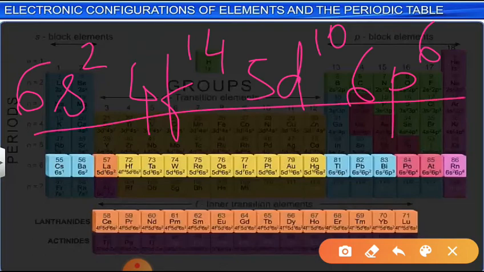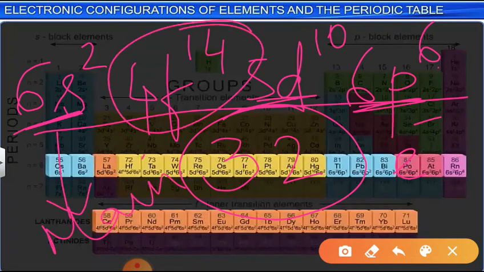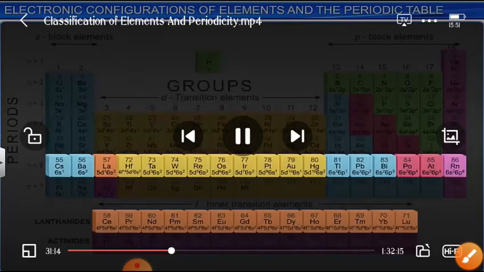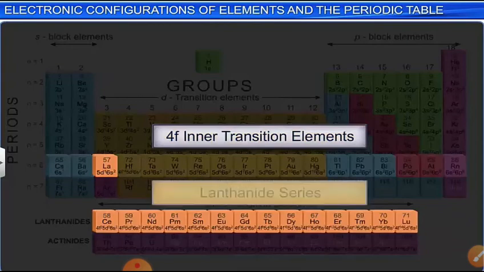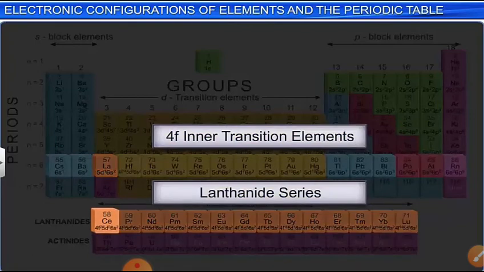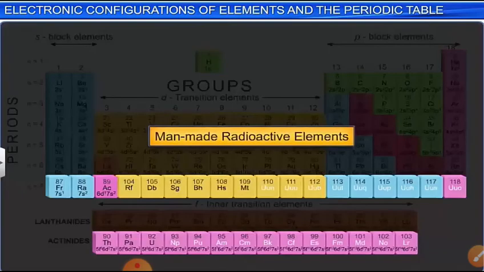So a total of how many electrons do you have? 32. Same as with the 7th. And here the 6s2, 5d10 and 6p are placed in the main periodic table, and this is given a special row called lanthanoids. The 4f orbital is filled after lanthanum, and the 14 elements after lanthanum are called inner transition elements. That is, from cerium to lutetium, the 14 elements are the lanthanoid series of 4f inner transition elements. Before the transition, the 4f orbital is being filled up, so they are called inner transition.